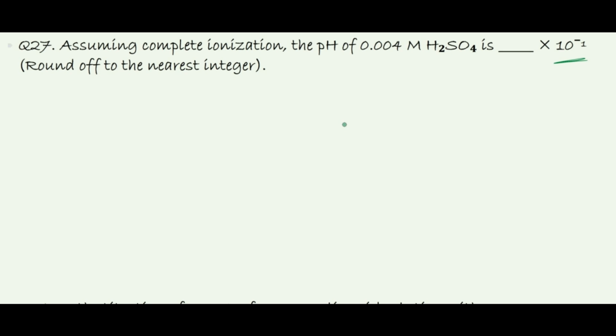So we know the concentration of H2SO4, so from that we can easily calculate the pH. Right? So I'm just going to put all those things in the formula. Here the point to be noted is: pH is minus log of H plus ion concentration.